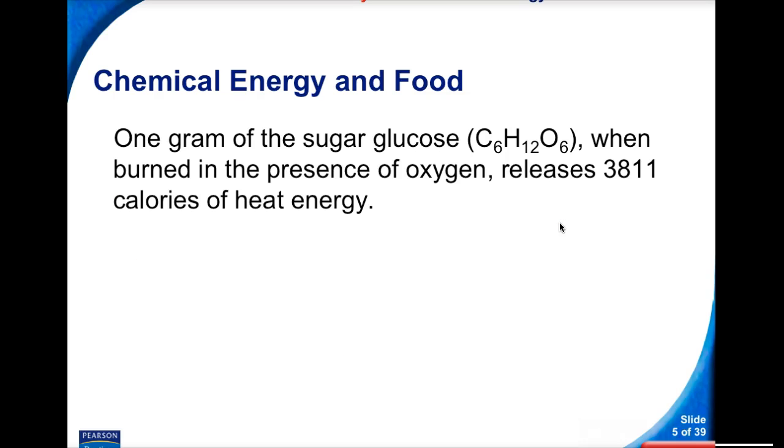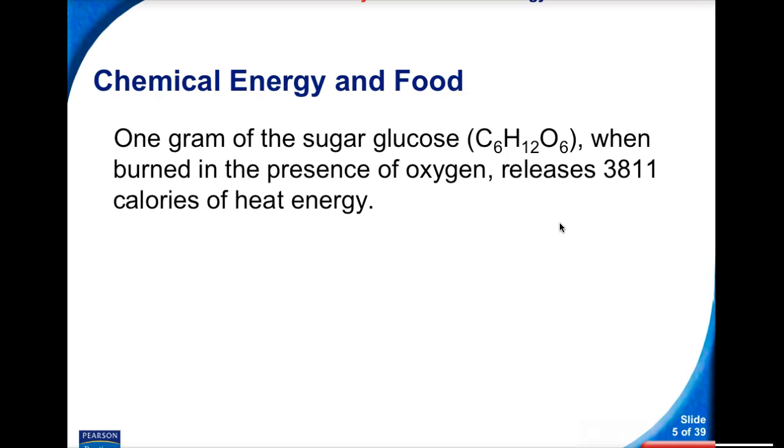So we know that there is a relationship between chemical energy and food. When we talked about chemical energy and food, in our lab we discussed calories, and we did our food calorimetry lab. What we saw was that a calorie is the amount of energy released when a gram of a substance is burned in the presence of oxygen that changes the temperature of 1 gram of water by 1 degree Celsius. So it's the amount of energy required to change 1 gram of water by 1 degree Celsius.